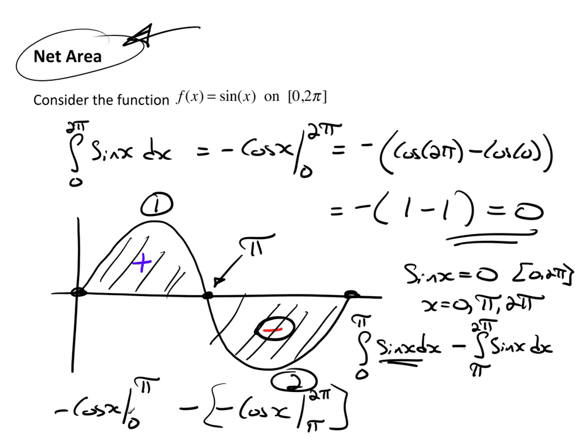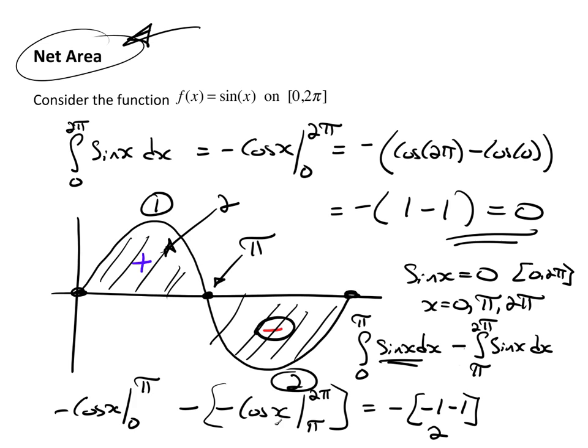And now all I need to do is evaluate this thing. I'm going to end up with a negative of this first piece. Cosine of pi is a negative 1, so it's a negative 1 minus cosine of 0. That's minus another 1. So that's negative 2, negative of a negative 2, so that's going to be 2. So the area here is 2. And right away, because of symmetry, I know this area is going to be 2 also.